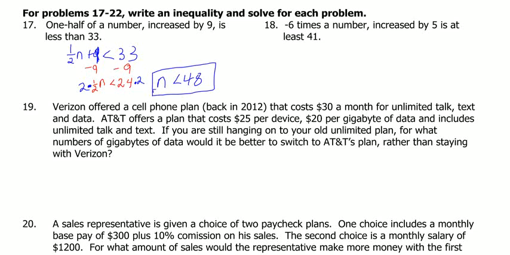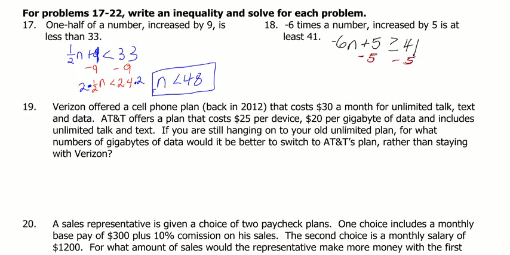And now the next one, we got negative 6 times a number increased by 5 is at least 41. So negative 6 times a number increased by 5 is at least 41. So at the very smallest, it's 41 is what that's saying. So we're going to use the greater than or equal to. Now we're going to go ahead and subtract the 5 from both sides on this one. And let's go ahead and do that in red so we can make it stand out a little bit here.